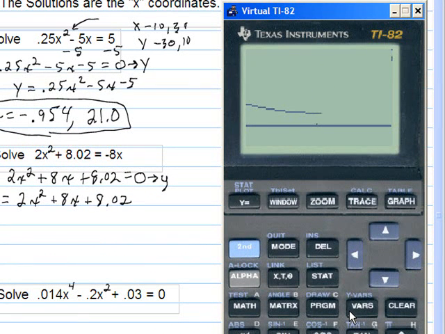And here it comes. And look at that. It never touches the x-axis. So with a couple of zoom boxes, we can see the curve never makes contact with the x-axis. Therefore, there are no x-intercepts.